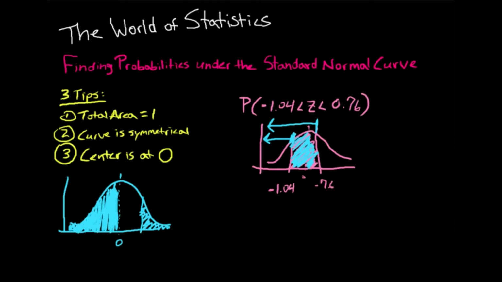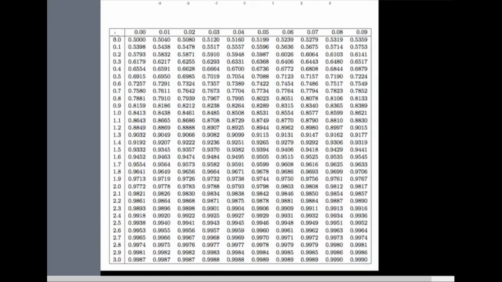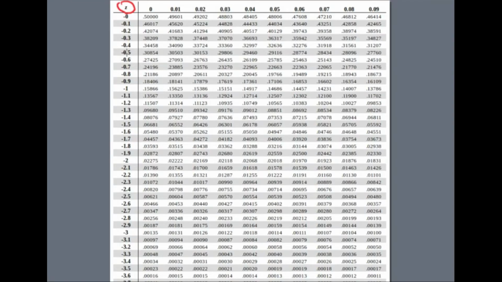So if we write this out, it's going to be the probability that z is less than 0.76. We're going to subtract the probability that z is less than negative 1.04. So let's go ahead and find these on the table and then finish the problem. So our first value is 0.76. We're going to go down to 0.7. We're going to go over to 6. And as we go over and down, we find 0.7764. Our other value is actually on the negative side of the table.